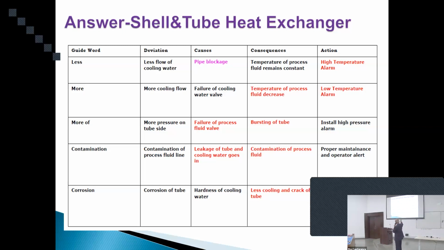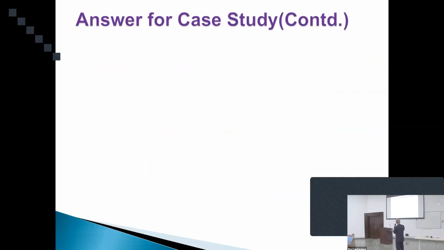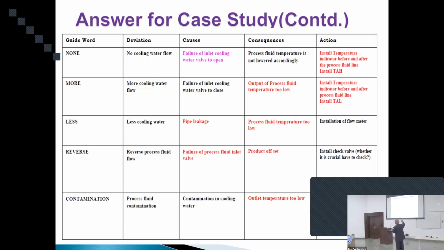Got the point? These are the things by which your whole HAZOP sheet will guide you on what controls you have, what controls you don't have, and what controls you should adopt. This is the purpose of HAZOP. So it continues further like that.